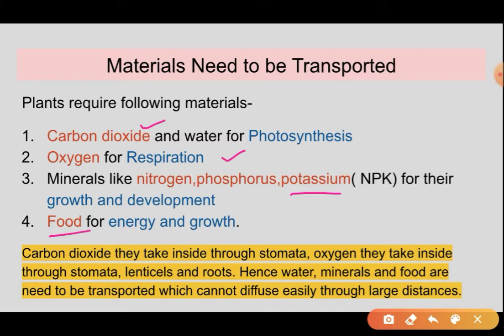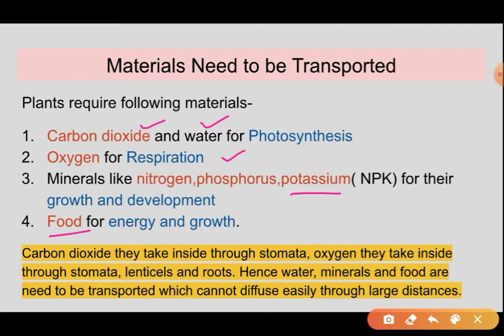The next things are minerals and food, and other than these, water. These are to be transported over long distances. Water is transported from roots to the leaves and other body parts. If we talk about tall trees, the roots are below the soil, and there are huge stems, and through these stems the leaves are very far away, so water is transported all the way there. So the water has to travel a large distance.